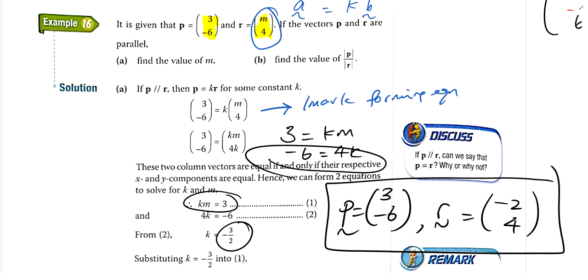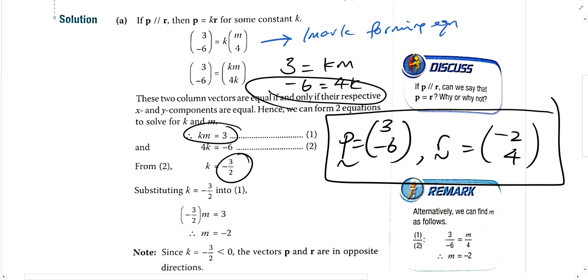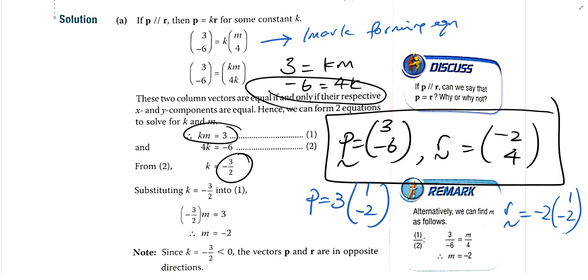We can rewrite P and R. Let me rewrite them for you. P equals 3 times 1 and negative 2. R is equal to negative 2 times 1 and negative 2. Okay, now, does it make it clearer to you? Compare the ones in blue. Yeah, same vector, but you've got a different scalar multiple.